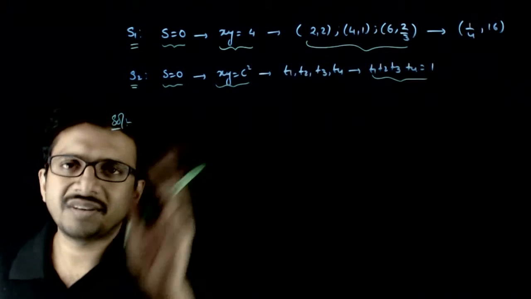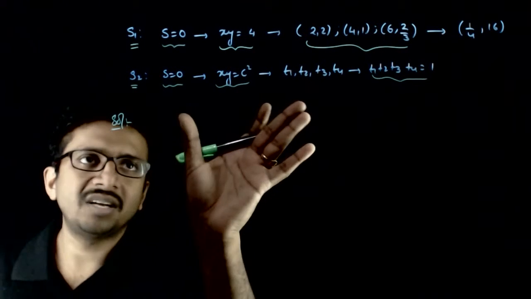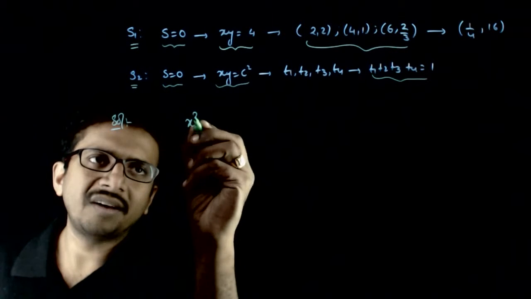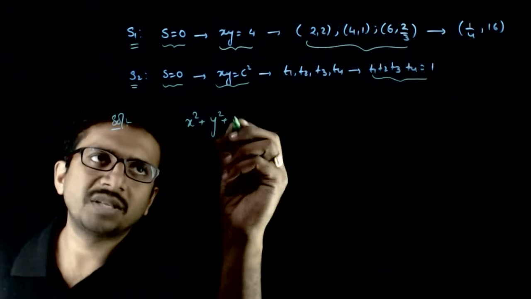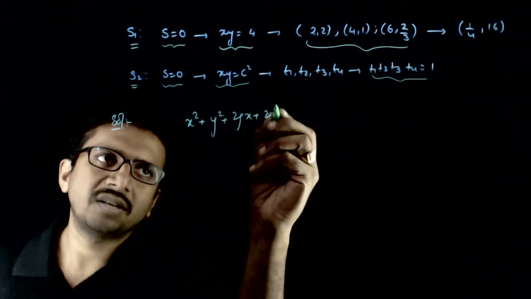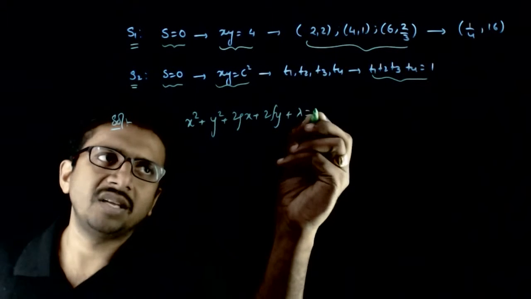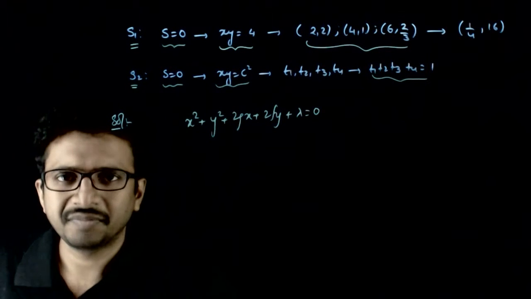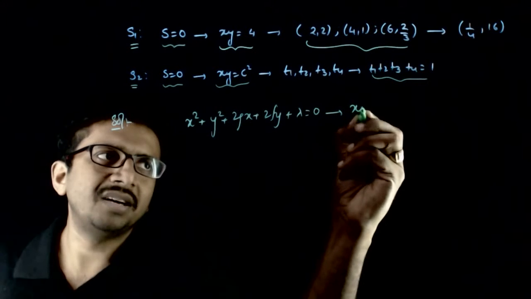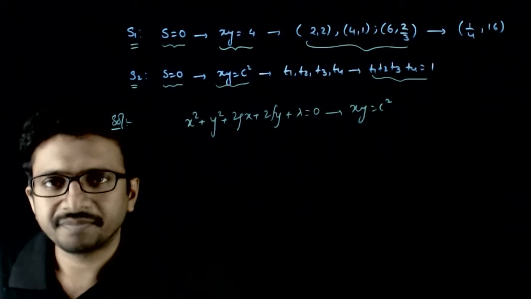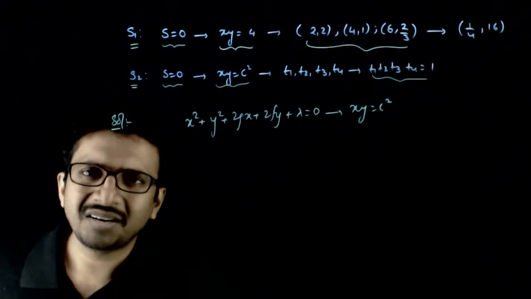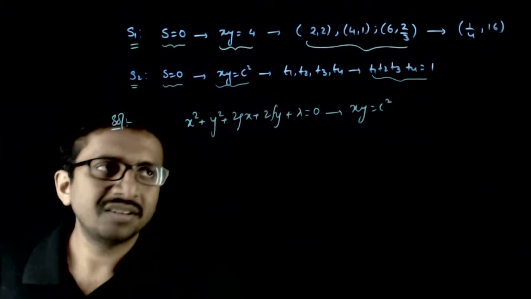So let us first check the second statement. It's a theoretical statement. So let us assume that you have a circle x square plus y square plus 2gx plus 2fy plus lambda is equal to 0. This is a general circle. So let us assume that this is cutting the curve xy is equal to c square. So it might cut it at as many points as it needs.